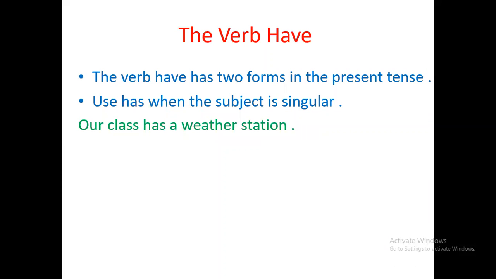So let's repeat. The verb have has two forms in the present tense. Use has when the subject is singular, like he, she, it, or a singular subject like the cat, the singer, the actor, the boy, the pilot, the doctor, the chief, the thief, whatever you want. Our class has a weather station.